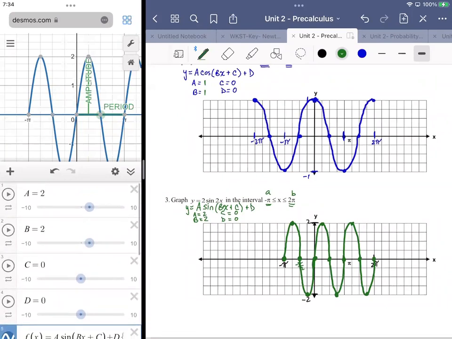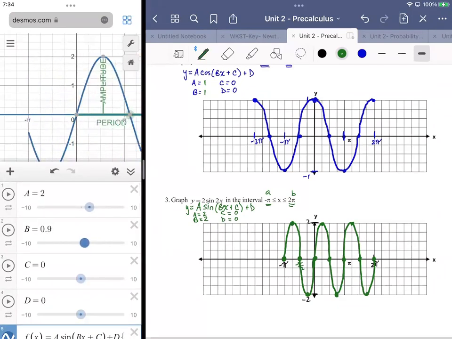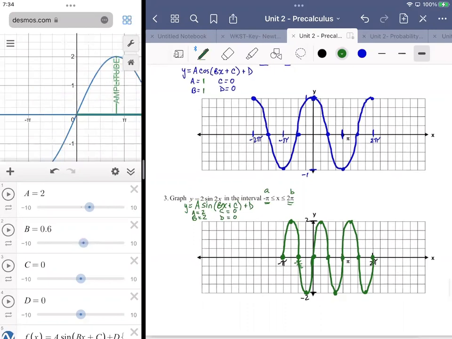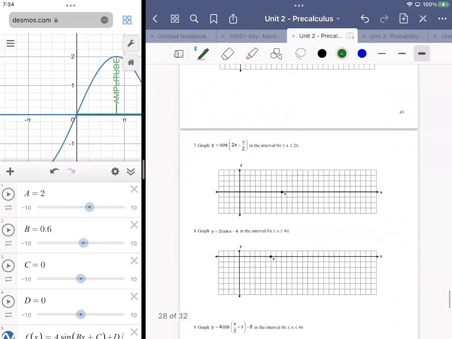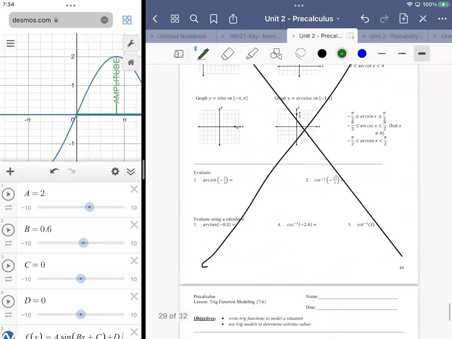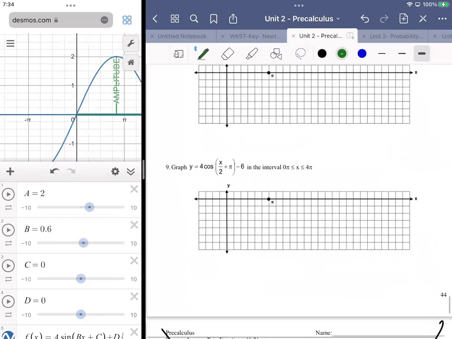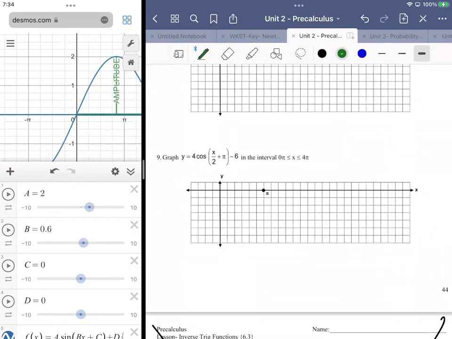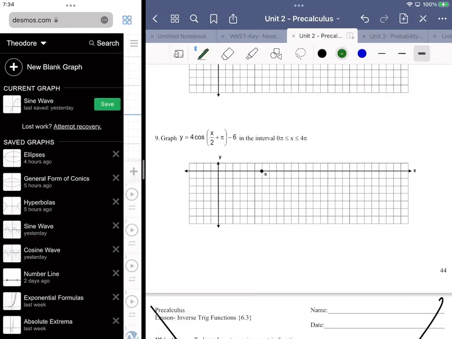In a lot of cases, it's a matter of just sliding some sliders around until what you have as an equation fits the diagram that's given to you. Let me just do one more, something that's a little on the juicier side. Oh, overshot the mark. So like something like number 9 on page 44. So cosine graph.